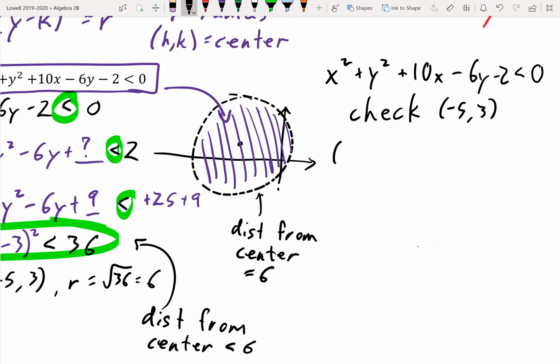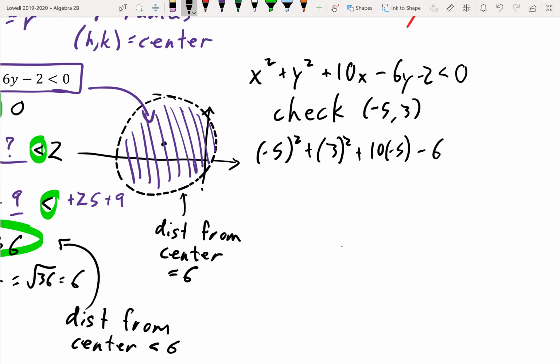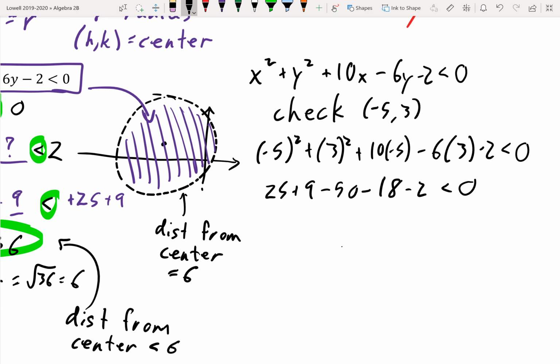So what happens? -5 squared plus 3 squared plus 10 times -5 minus 6 times 3 minus 2 less than 0. And so let's see, that'd be 25 plus 9 minus 50 minus 18 minus 2. Let's see. I can tell that the negative stuff is going to be more negative than the positive stuff is positive, so I think this is correct. I'm not even going to worry about actually doing it.